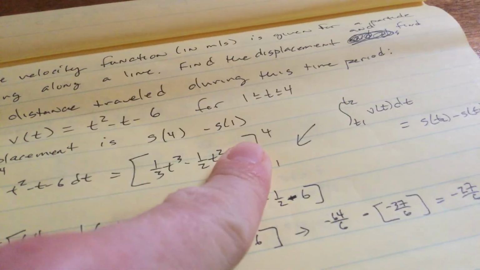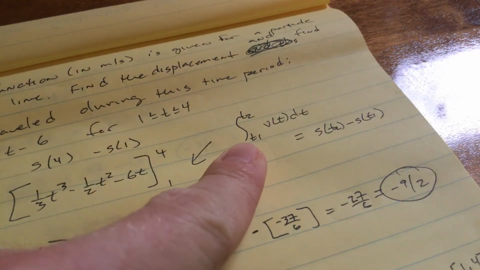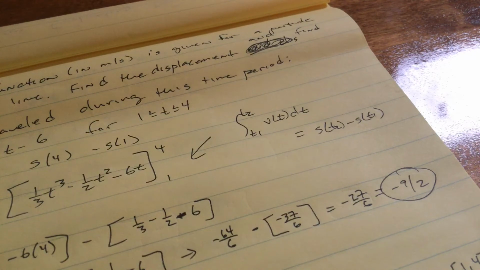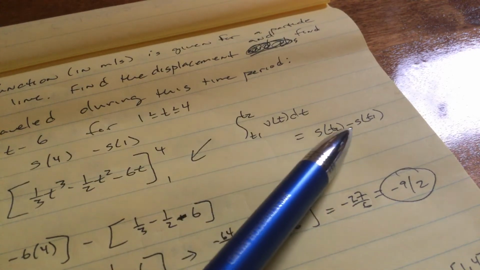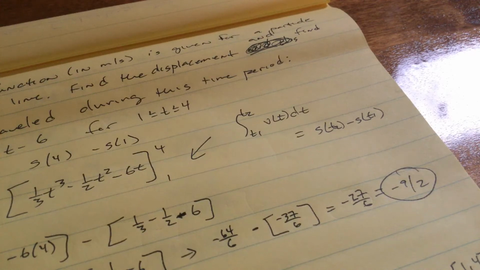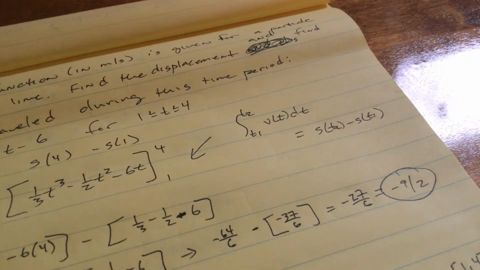1 power up divided by the new power. My bounds are 1 to 4. Again, this is for total displacement, s(t2) minus s(t1). That's what this is. When you integrate, take the antiderivative of the velocity function, integrate with bounds t1 to t2. Boom, you'll get overall displacement.